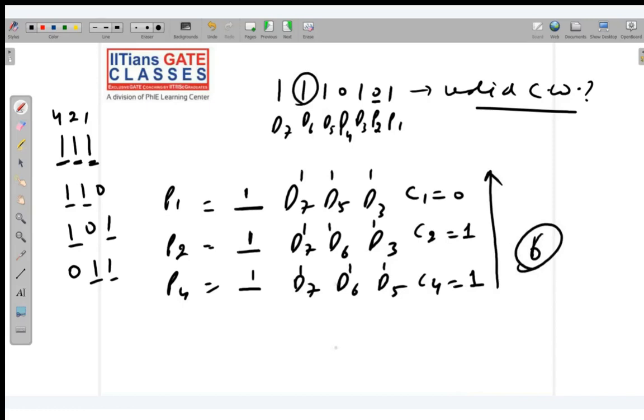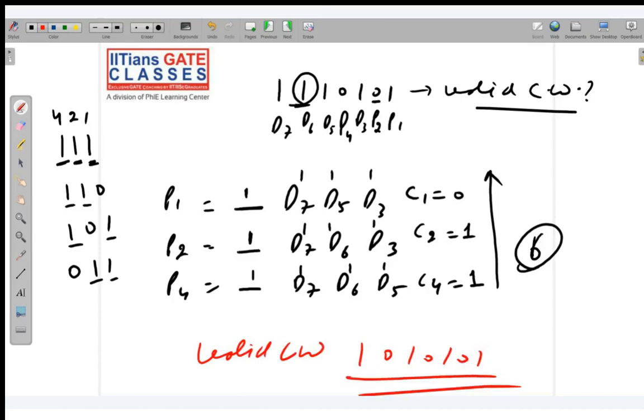Okay, so finally, is it a valid code word? You will say no, it is not a valid code word. So what will be the valid code word? You have found the position. You simply complement it, you will get the answer. So what is the valid code word? 1010101. That's it. Any doubt?